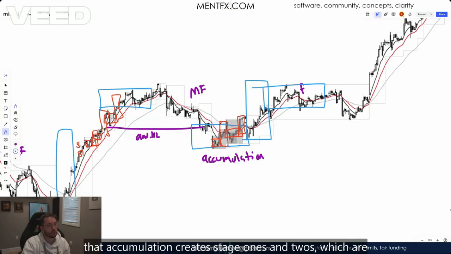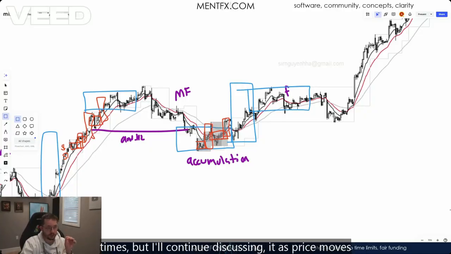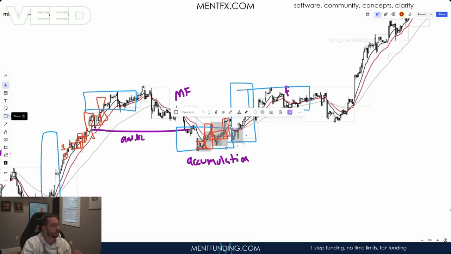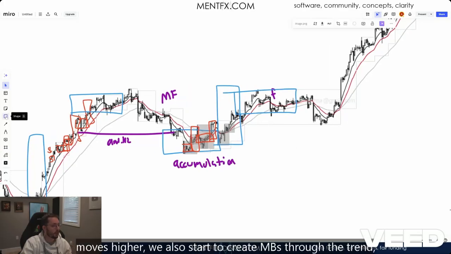So we have major flush into accumulation. We have that accumulation creates stage ones and twos, which are made up of MBs. Those MBs come in and start making a move higher. As price moves higher, and as I've discussed a few times, but I'll continue discussing it, it creates other MBs like these ones here. These were really good, again, out of these points. But as it moves higher, we also start to create MBs through the trend, right?